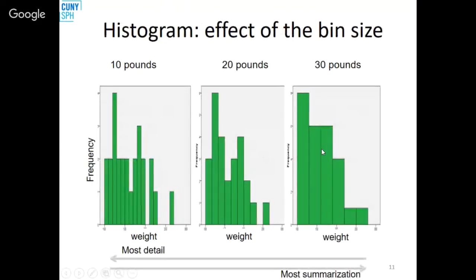But actually, I'll mention on the other hand, it is also sometimes possible to miss something in the data by having too large of bins. I mean, it's even possible to have two peaks in your histogram that get sort of merged together if you're using very wide bins.